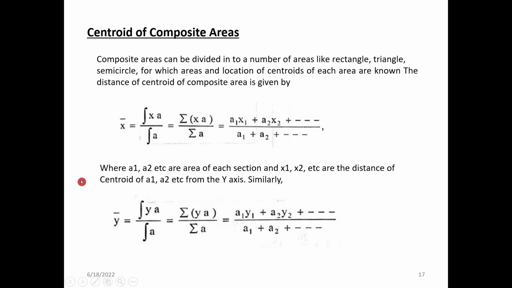The equation is x bar equals integral x dA by integral dA, which is a1 x1 plus a2 x2 and so on, divided by a1 plus a2. It is like your CGPA calculation for the university examinations. Here a1 is the area of the first shape, x1 is the corresponding centroid of the first shape, plus a2 the second area, and so on, divided by the total area. Similarly, y bar equals integral y dA by A, that is a1 y1 plus a2 y2 divided by total area. We will see a problem to make it clear.